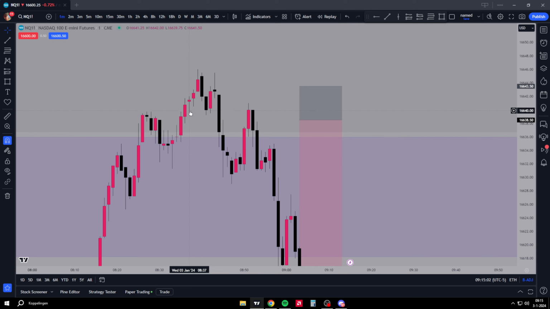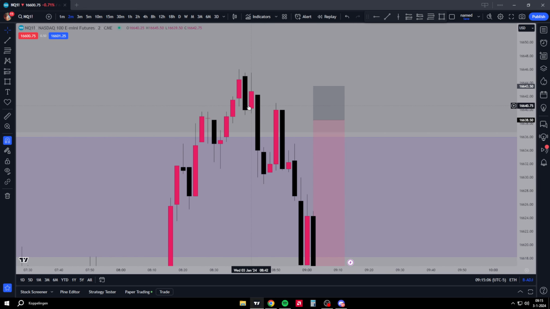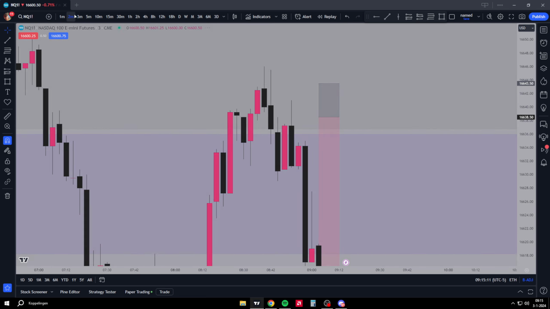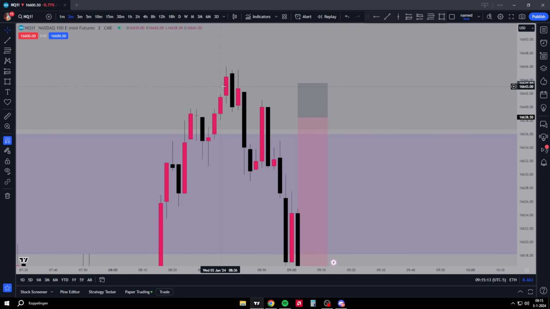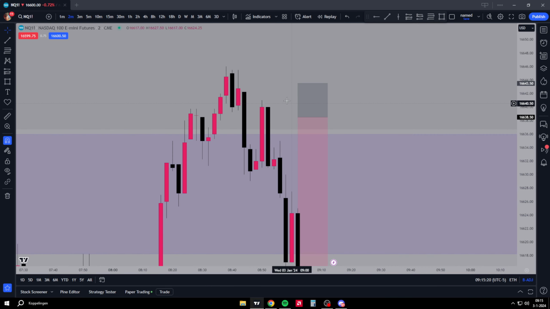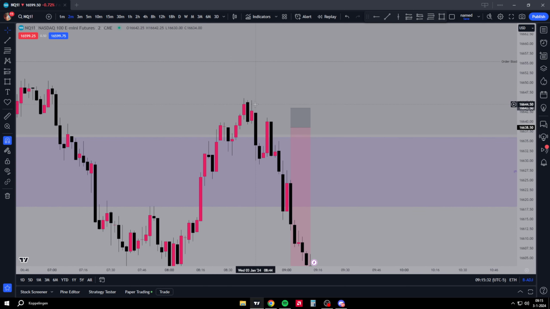We have a for value gap right here, a really small for value gap. I was looking for a singular for value gap, which wouldn't be here. I think on the 3 minute there wasn't actually one. So we go to like a 150 second chart, which I can't even do, but I was expecting this to be my breaker.